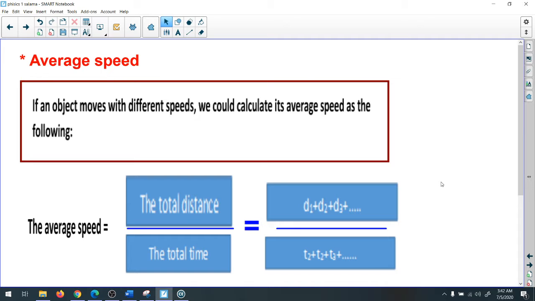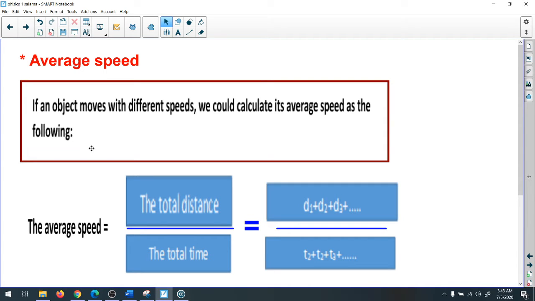Average speed. If an object moves with different speeds, we can calculate its average speed as follows. Makes sense. You move with different speeds every time, so we need to calculate the average speed. When you start your car from zero and then move at 30 miles per hour, then accelerate to 40 and then to 50 in specific time, we need to find the average speed.